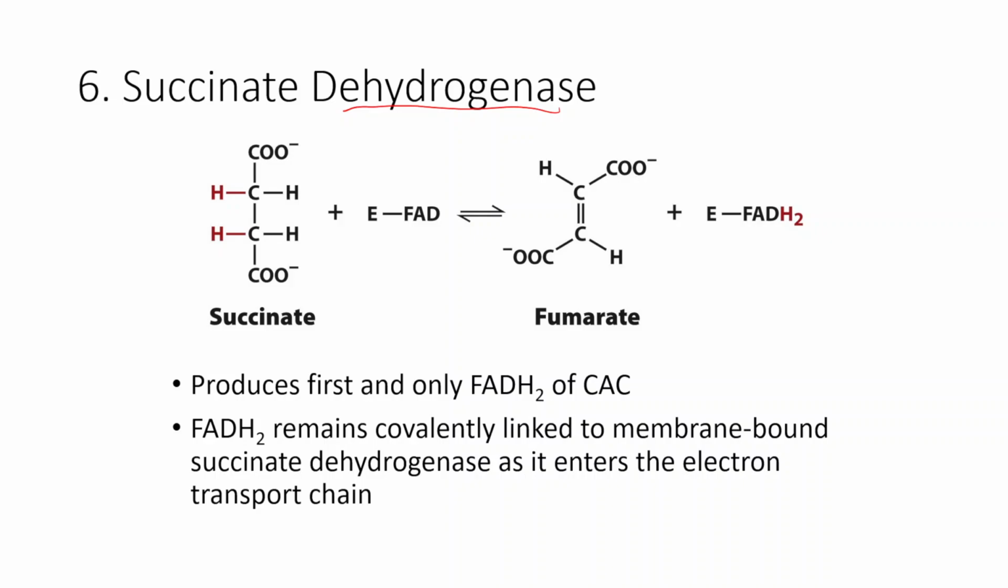Interestingly, this FAD is actually covalently linked to the enzyme succinate dehydrogenase, and it stays linked to the enzyme when it eventually gets used during the electron transport chain. Because as you remember, all of this is happening in the mitochondria, and that's also where the electron transport chain is happening, so the FADH2 can actually stay right where it is, and it gets used that way. And during the course of this reaction, we have the reduction of FAD to FADH2, and so we have the oxidation of our succinate into a fumarate.